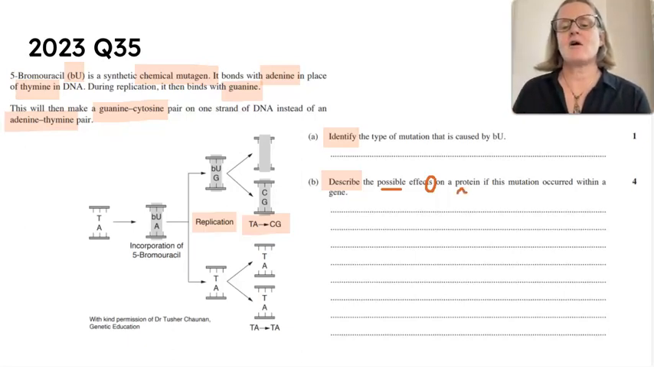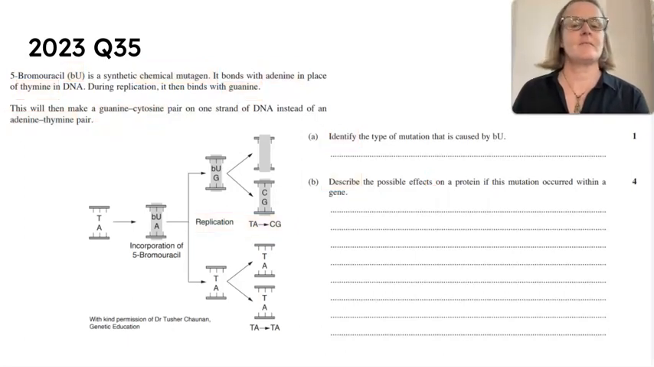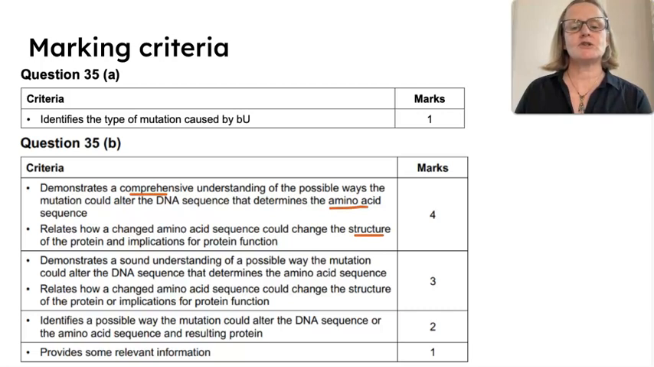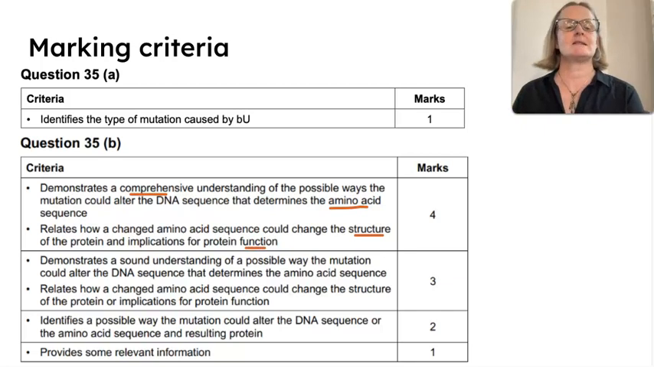And on the protein, now proteins have structure and function, so we'll want to talk about both of those aspects of proteins. Okay, so let's have a look at the marking criteria. So very simple for part A, and then part B, we're looking for comprehensive, so we want lots of detail to get full marks, and we want it talking about the amino acid sequence as well as the structure and the function of the protein. Okay, so we want to relate all those things together.